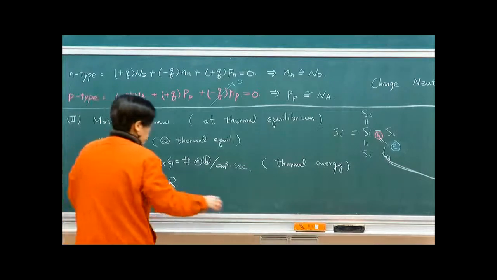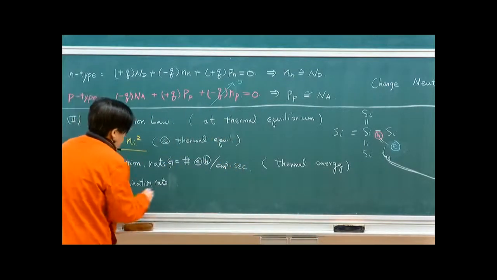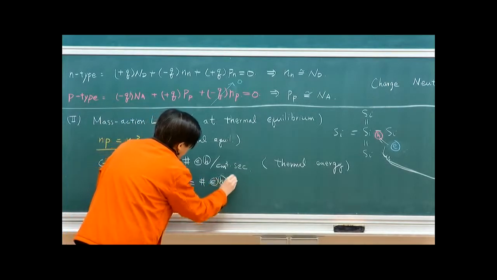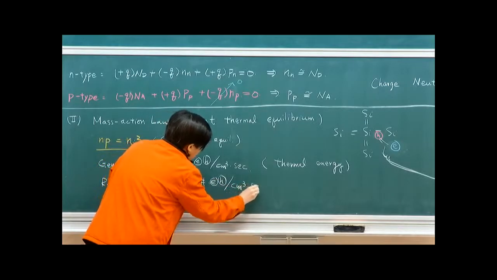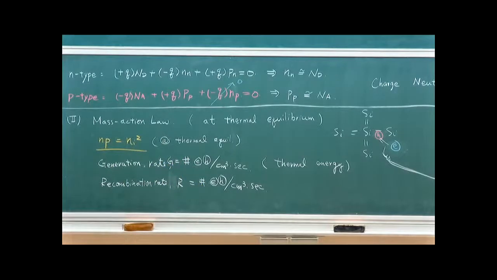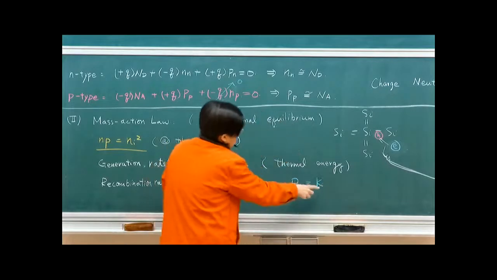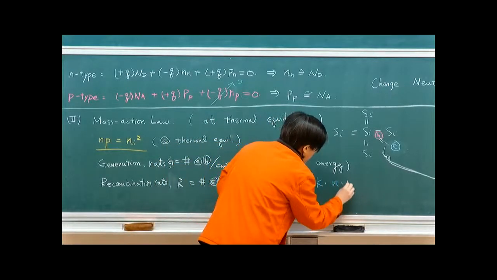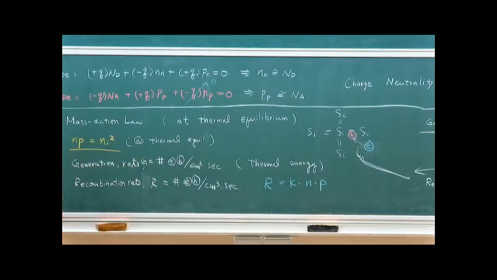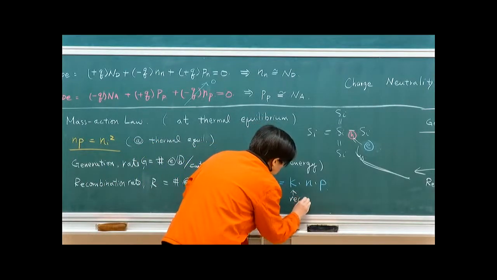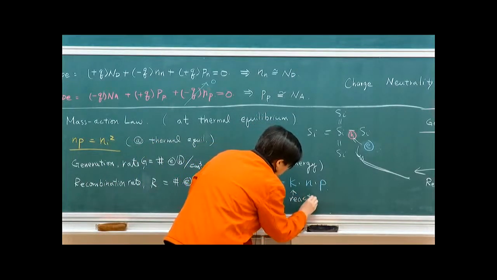In thermal equilibrium, recombination is defined by R, which is also the number of electron hole pairs being recombined per centimeter squared per second. It's a rate. Okay, so just by common sense, you will know that recombination R should be proportional to a reaction constant, given the amount of material available to recombine. So this is just a reaction constant.